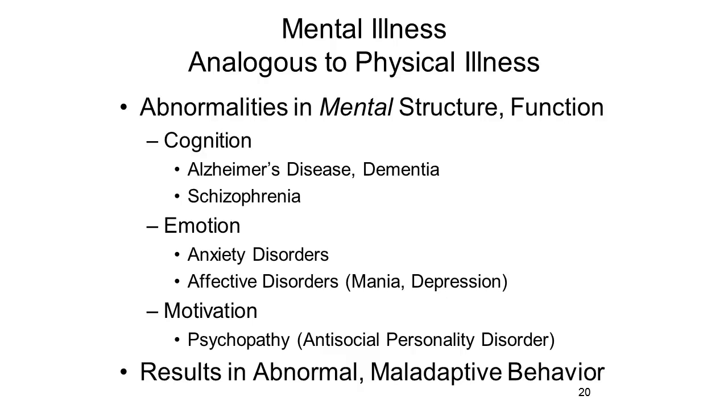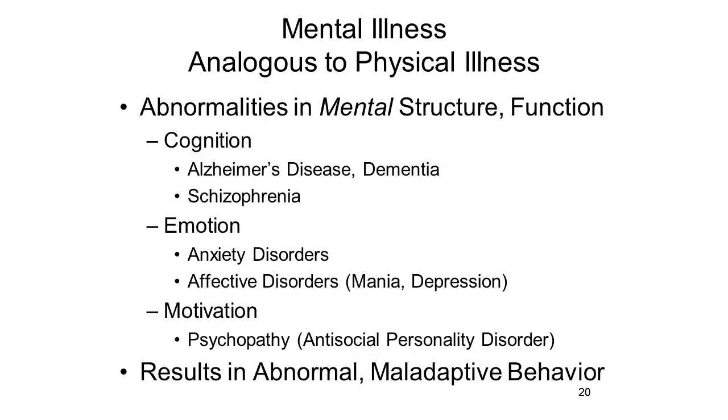Mental illness is analogous to physical illness. Physical illness, heart disease, lung cancer, whatever, entails abnormalities in anatomy or physiology. You've got a broken bone, you've got a tumor, you've got a heart murmur, you've got high blood pressure, you've got whatever. And similarly, in mental illness, we're talking about abnormalities in mental structure or function.